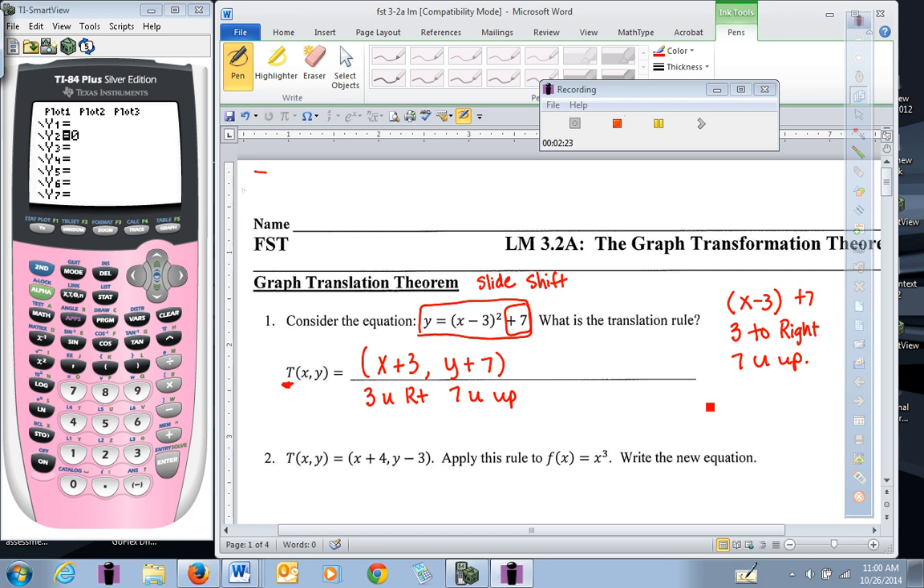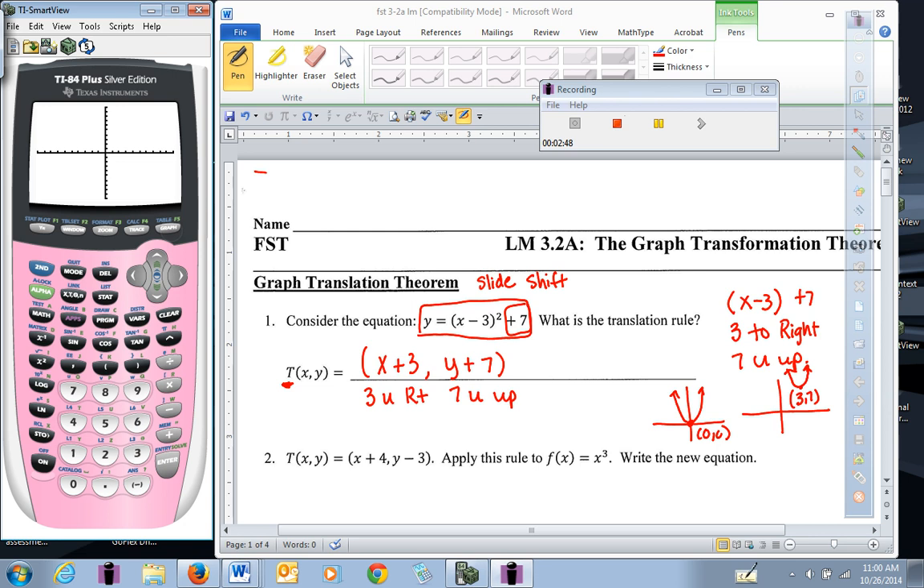The easiest point to track on that graph would be what happened to the ordered pair 0, 0. So that was in our parent graph 0, 0. And now we're saying that that's going to move 3 to the right and 7 up. So we'd want to make sure that it goes up here, and the new vertex point is 3, comma 7. So I could do that by putting that in my graphing calculator over here. I could say x minus 3 quantity squared plus 7, and I'll just graph that on a little Zoom 6 window. And then we can check it over here.